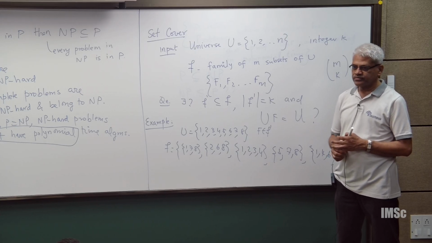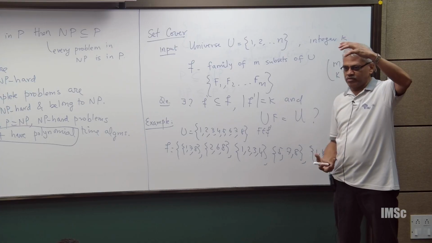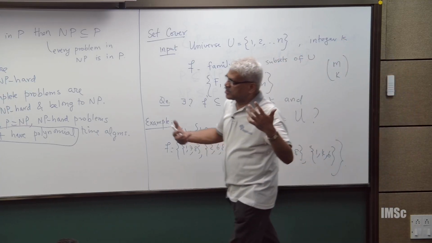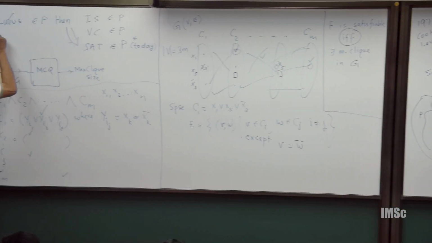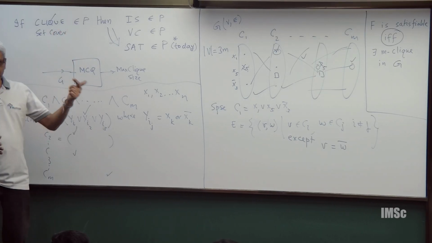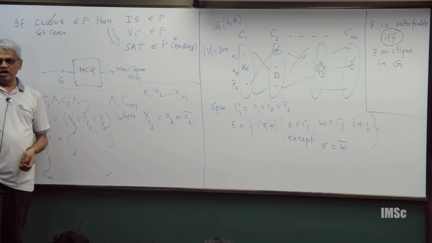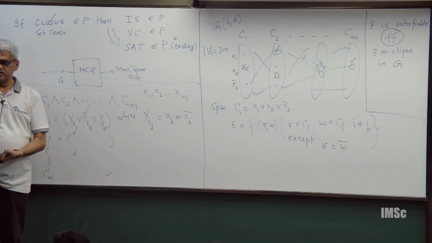How do I show? Find another NP hard problem, and reduce that problem to this, because we want to somehow argue something like: if set cover has a polynomial time algorithm, then it can be used as a black box to solve some other problem which we already showed hard, right. So, that is how you show that this is also hard.